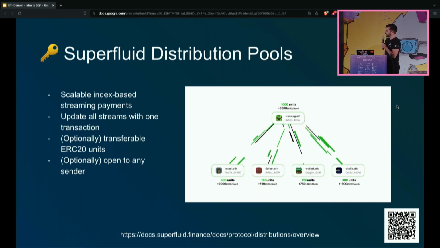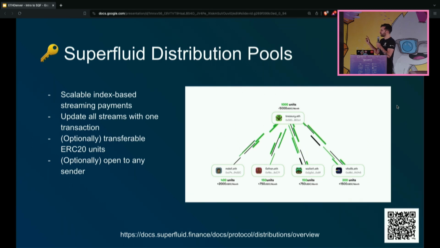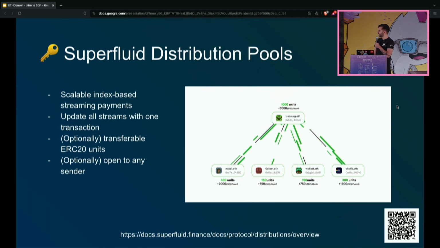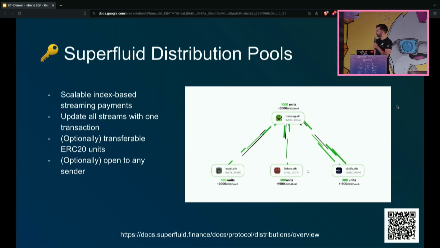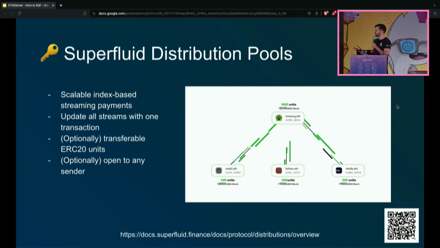The most powerful part of this is that you can update all of the streams that are coming out of one pool with one single transaction, which basically means that it is hugely scalable to as many inputs and outputs as you want. All of the outgoing streams will update from a single transaction. And there are a number of other benefits you can tap into besides that.